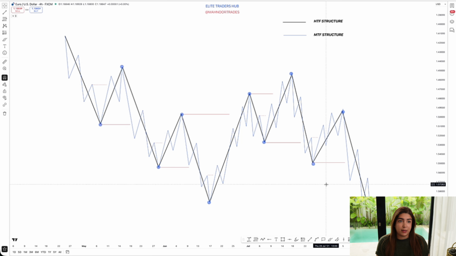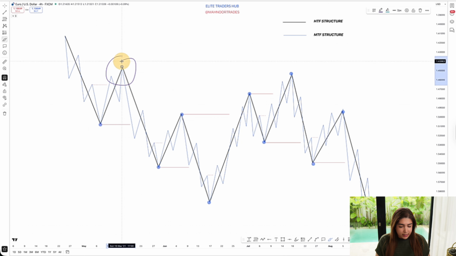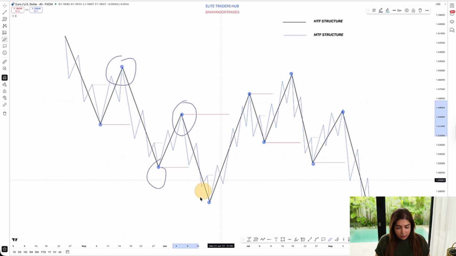Okay, now let's just focus on this part here. We're just going to focus on the swing points and the two time frames: a higher time frame, which is in thick black line, and the middle time frame, which is in blue line. Now let's say the black line is your H4 chart, and we're in a bearish market. So price is doing what? Price is creating lower highs and lower lows.